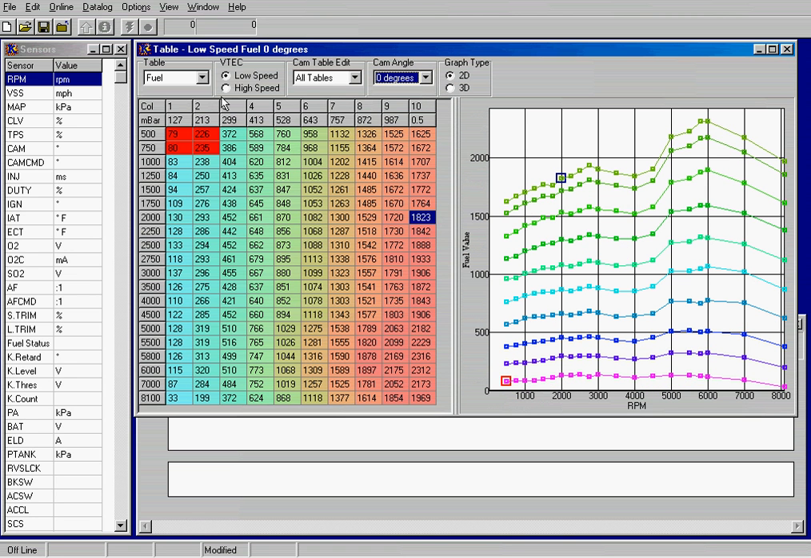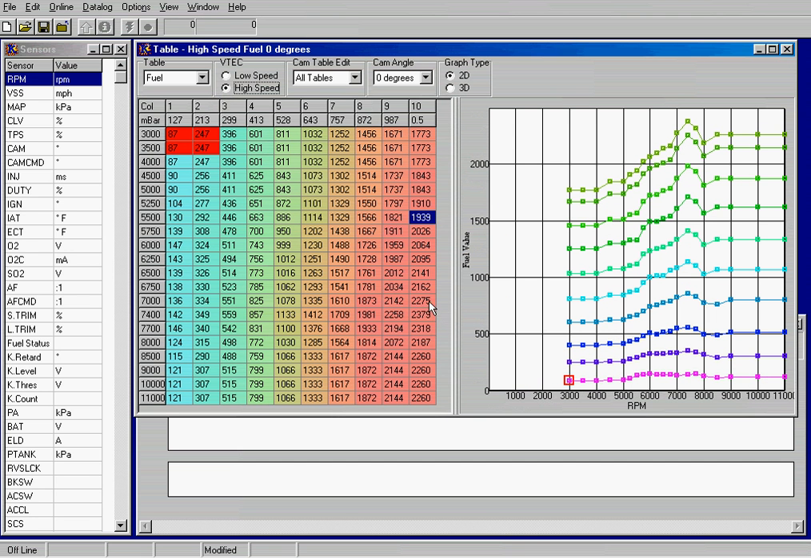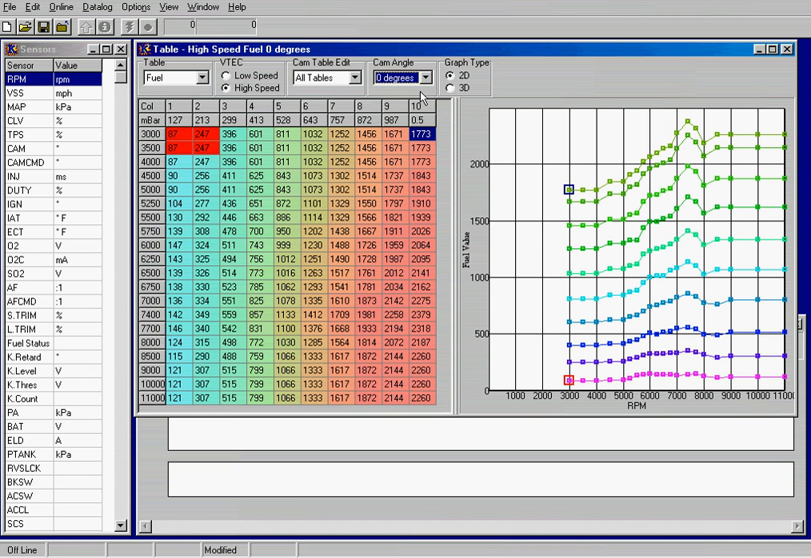Let's have a look at the high speed cam at say 7000 RPM. We have 2275 units of fuel at 0 degrees and 2287. In some places the fuel varies a lot, in some places it varies by a little. At 3000 RPM we've got 2000 units of fuel, or 1773. So there can be easily a 10% variation in fuel from where the cam angle is set to 0 or the cam angle is set to 50.